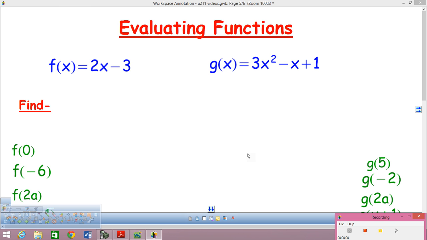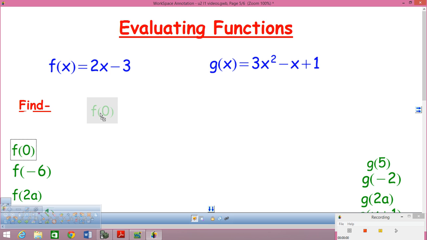As we continue studying functions, we'll be combining functions and then we'll be composing functions. Before we do that, let's do a quick review on evaluating functions. I have two functions here, f of x equal to 2x minus 3 and g of x equal 3x squared minus x plus 1. Recall that if I have f of 0, this means that x equals 0 in the f function.